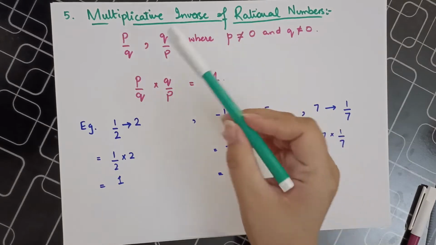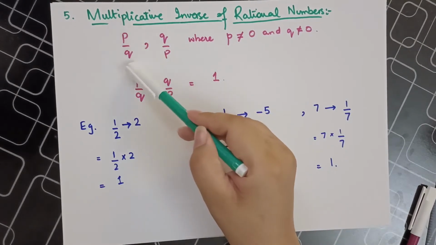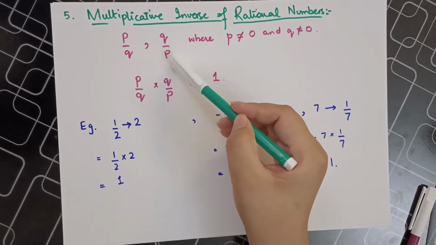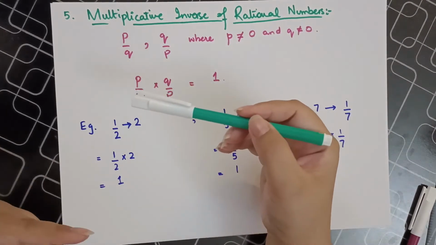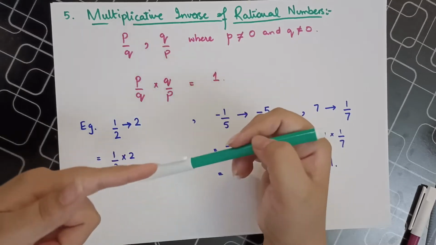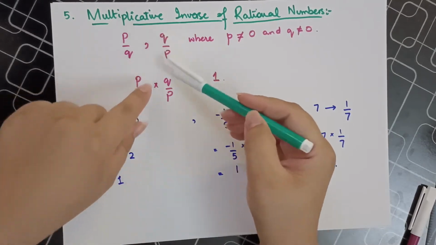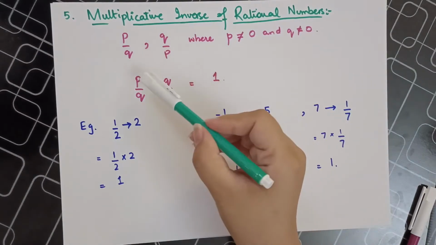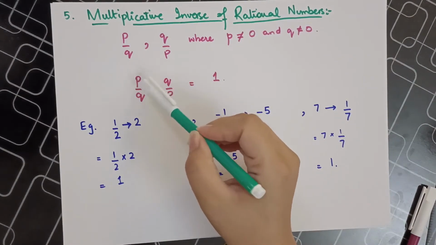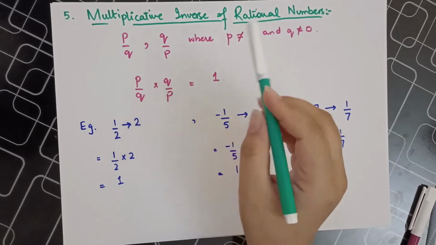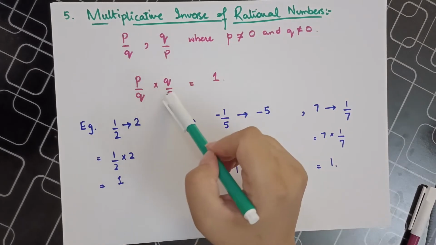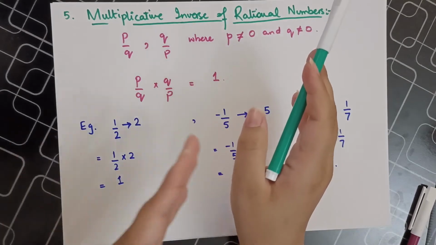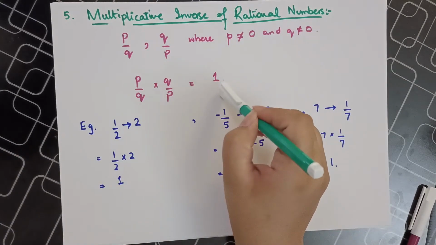The basic concept is when you multiply P upon Q and its reciprocal together. Q upon P is its reciprocal. You change the denominator into numerator and numerator into denominator, right? So Q upon P is the reciprocal of P upon Q. When you multiply the original number with its reciprocal, the resulting answer is 1, because the P's cancel out each other and the Q's cancel out each other. So when 1 is multiplied by 1, the resulting answer will also be 1.